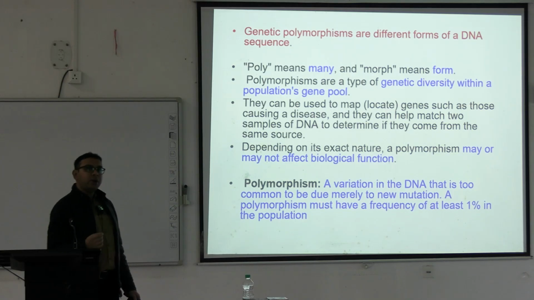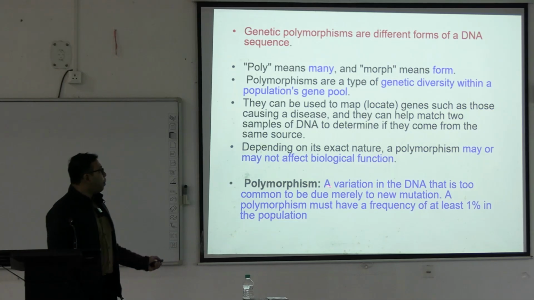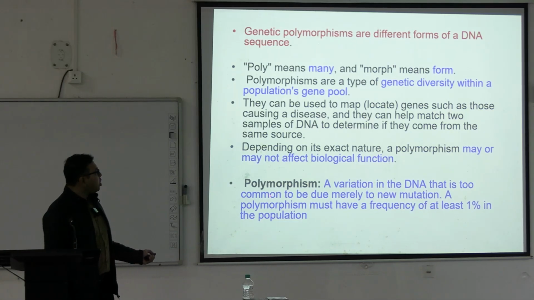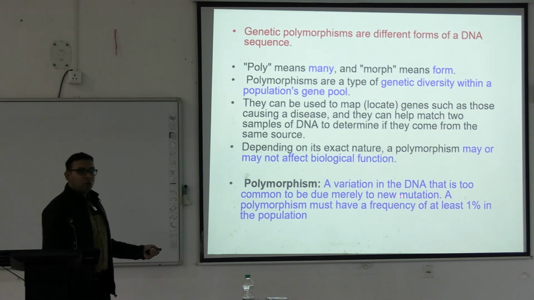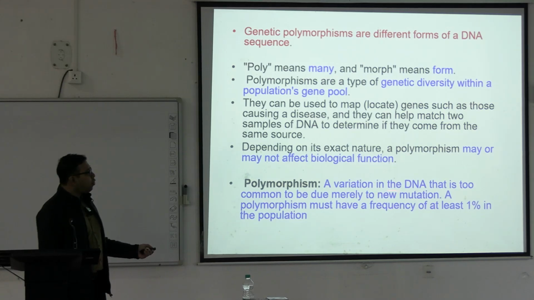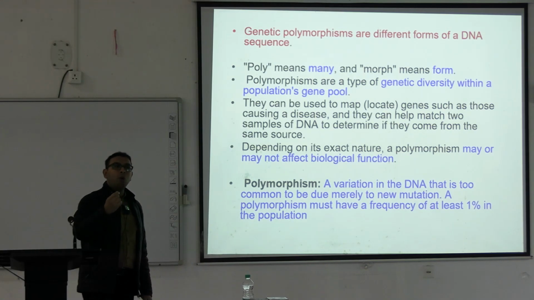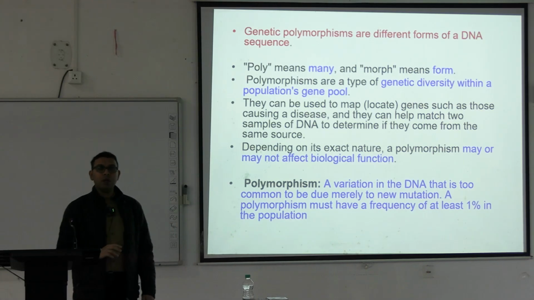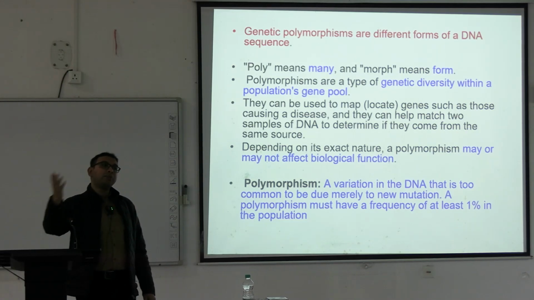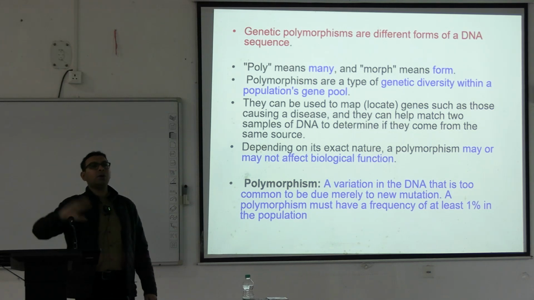That may happen. So polymorphism means a variation in the DNA that is too common to be due merely to a new mutation. Continual mutation is going on in our body in the genetic pool, but if some variation is too common to be due merely to a new mutation, that is a common polymorphism. It is usually determined as a polymorphism whose frequency is greater than or equal to 1% in the population. So if one type of gene is present in more than 1% of some population, that is the genetic polymorphism of that population. Some drugs may not be effective in that population, or some drugs may be effective in that population and not effective in some other population.